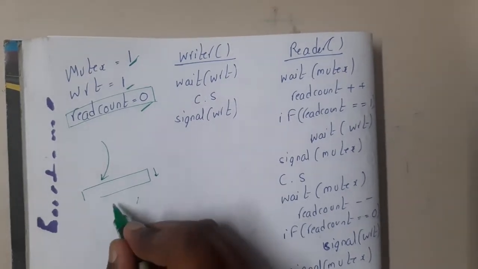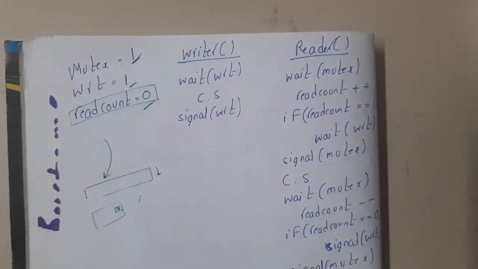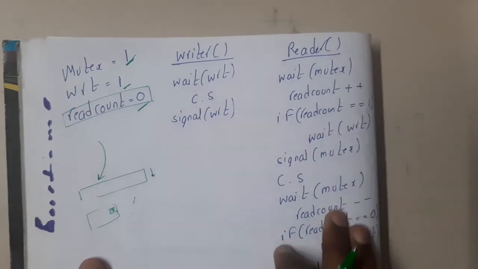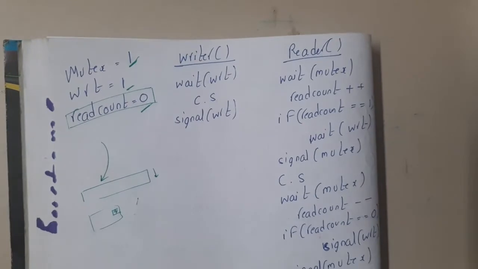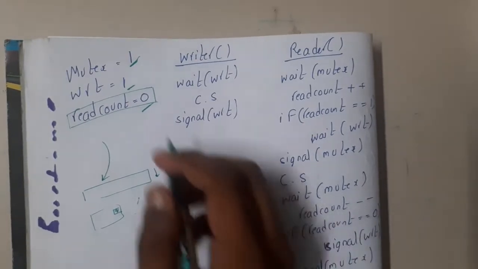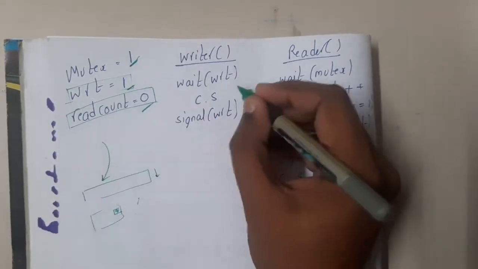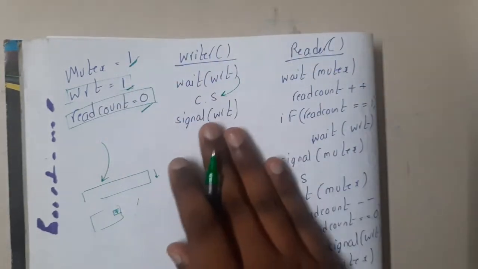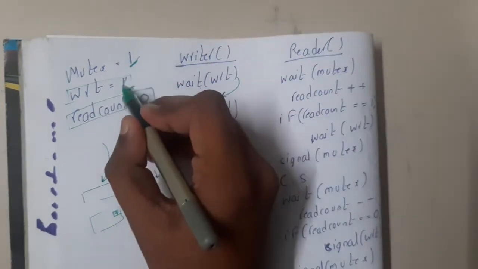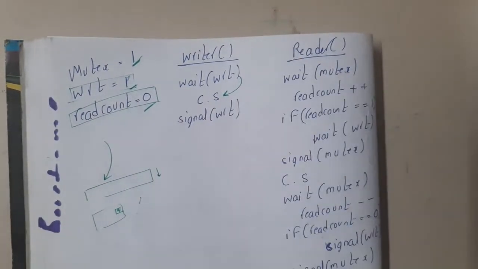If you recall, some websites even show the number of visitors, like 91, 101. They are indirectly counting the number of people coming into the website. Now, first let us discuss the writer's code. What does a writer do? The writer will check whether wrt is 0 or 1. If it is 1, he will enter and do his work smoothly, and once the whole work is done, he will update it back to 1.